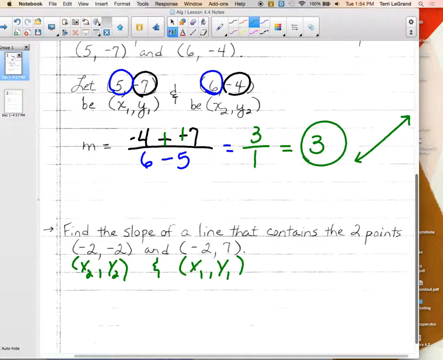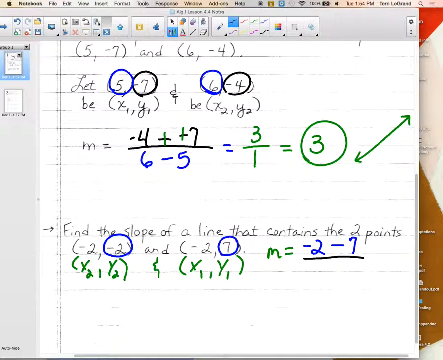And if somebody's already worked ahead and they didn't do it that way, you should still get the same slope we do. So we're going to substitute into our formula m equals y sub 2. Our y sub 2 value is negative 2. So negative 2, subtract, it's always subtraction, our y sub 1 value, which is 7.